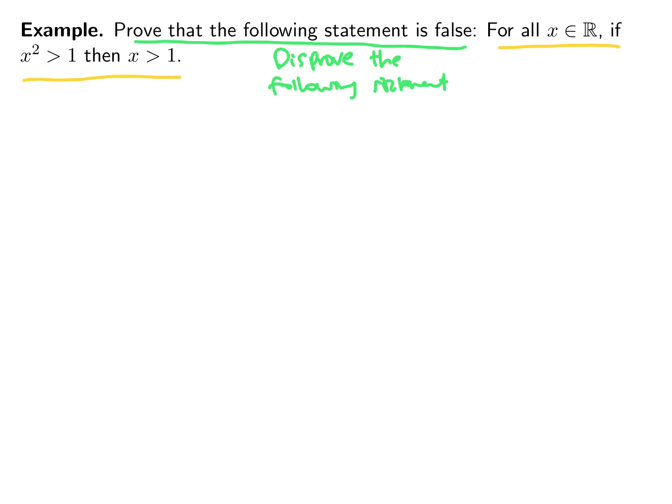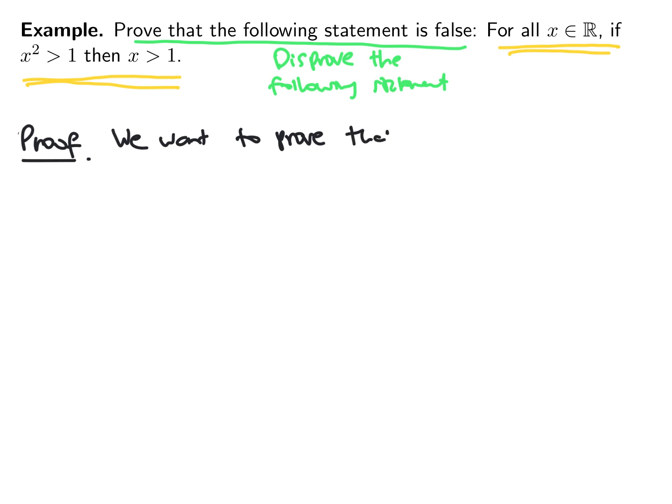Means that the negation is true, right? And we know by now how to negate a statement with a universal quantifier, right? So we want to prove the negation of that statement. What we want to prove is that there exists, right? Remember, when we negate a statement with a quantifier, for all becomes there exists, such that the statement that is quantified is false.